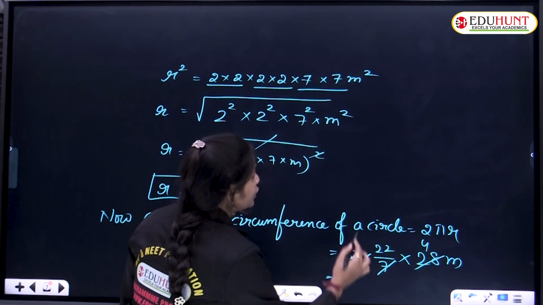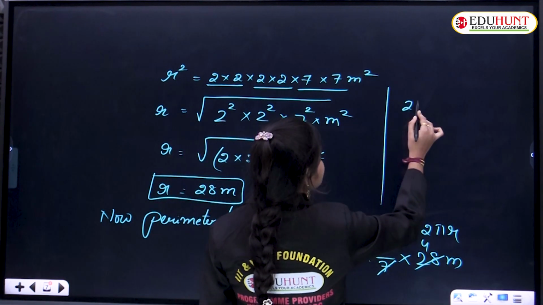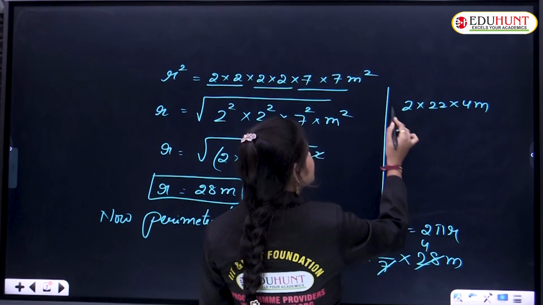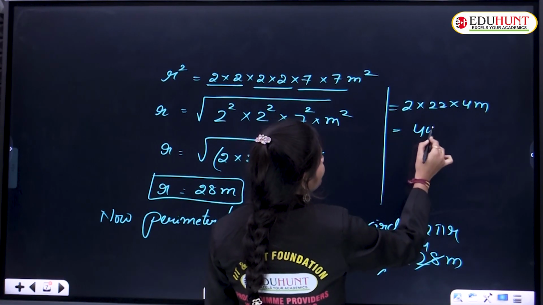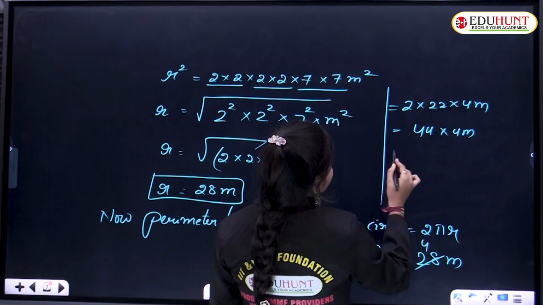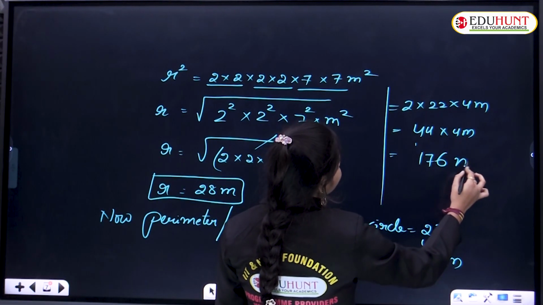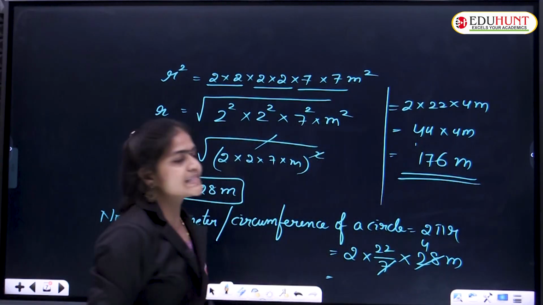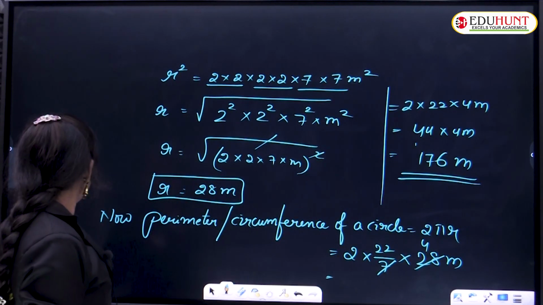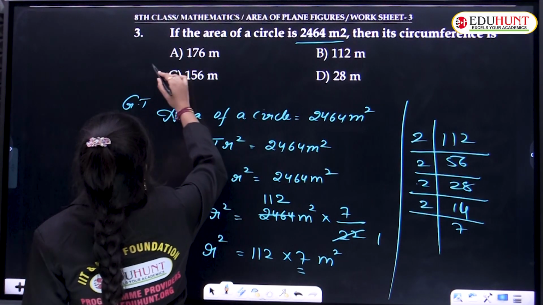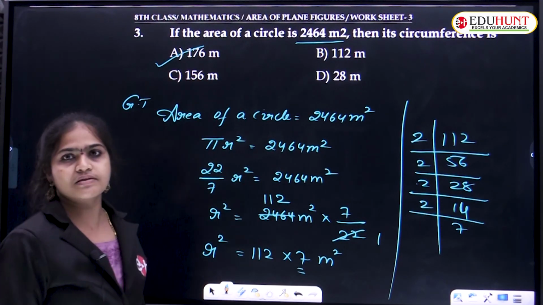Now 2 into 22 into 4 meters, which is equal to 2 22's 44 into 4 meters. 4 4's 16, 4 4 16 plus 1 17. 176 meters. Okay, then finally what is the measurement? Yes, the circumference is 176 meters.